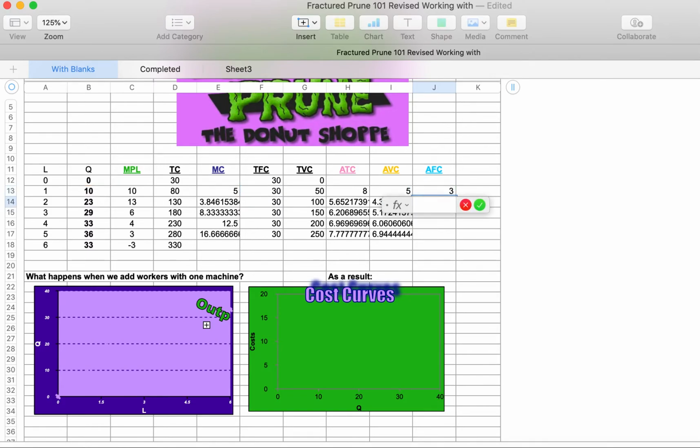Here, this is your fixed costs divided by the number of units to make those. What's going on there with those fixed costs, 23, and it's going down. And it should be going down throughout.